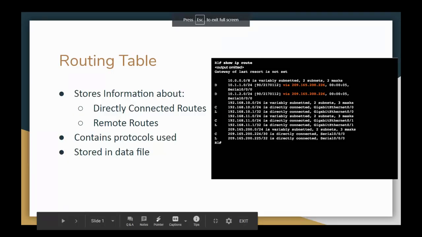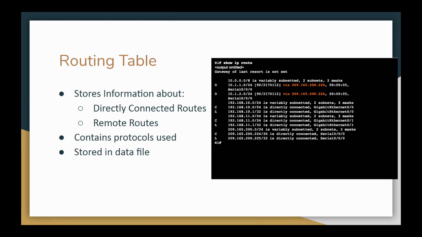Alrighty. Well, we have the routing table. The routing table is basically the one that stores information about directly connected routes, which come from active router interfaces, and remote routes, which are remote networks connected to other routers. With this, the router can provide additional route information, including how the route was learned, how long the route has been in the table, and which specific interface to use to get to a predefined destination.